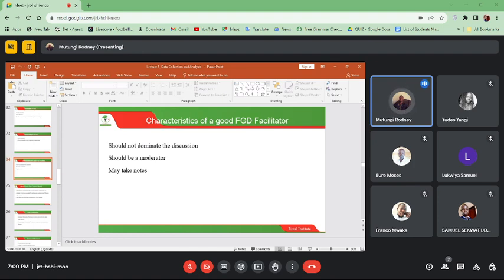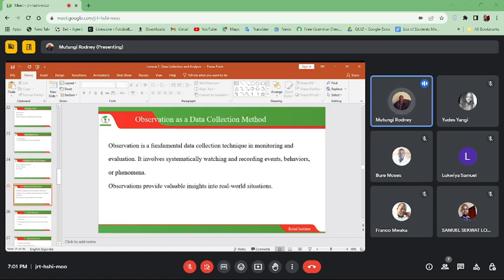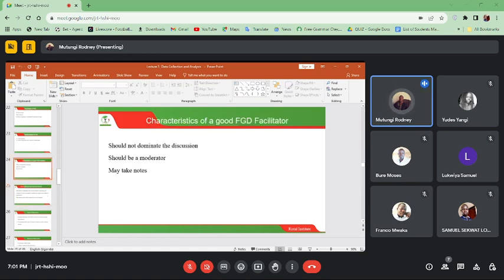Like I said, the group needs not to be very big, but a maximum of 8 to 12. You shouldn't also have just two and think that is a group. 8 to 12 is good enough, and then you can do your discussion. So that is the focus group discussion.